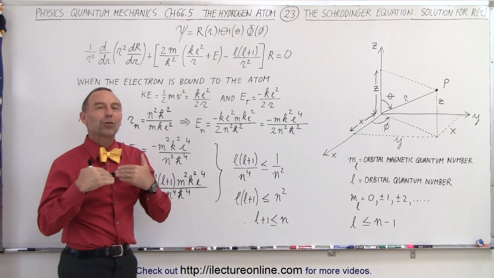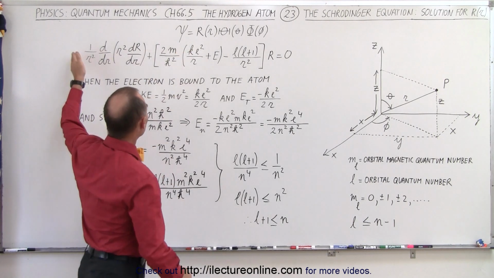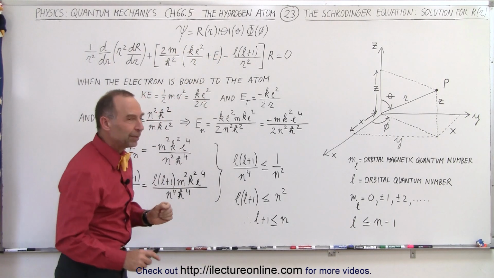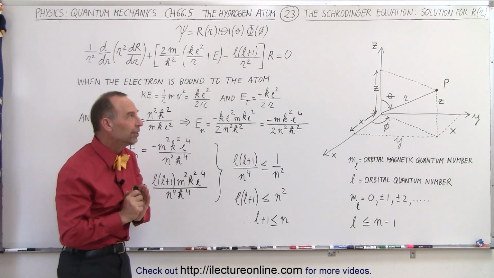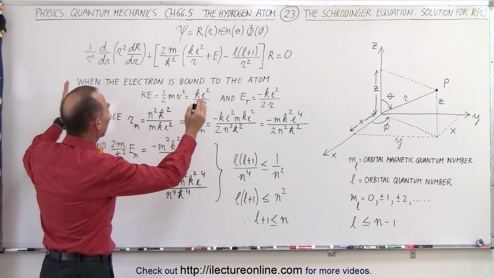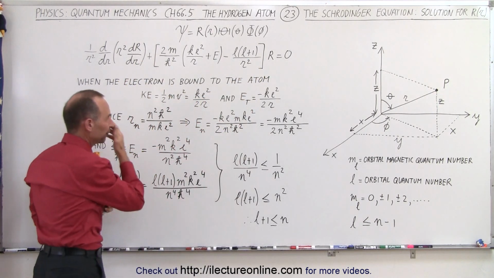Now let's take a look at the third differential equation associated with the variable r. So here's the differential equation that we derived before. Now we're not actually going to solve the equation, at least not yet, that's for later. We're going to take a look at the equation and determine the conditions required by this portion of the equation.